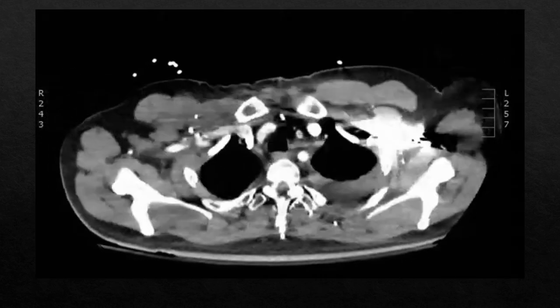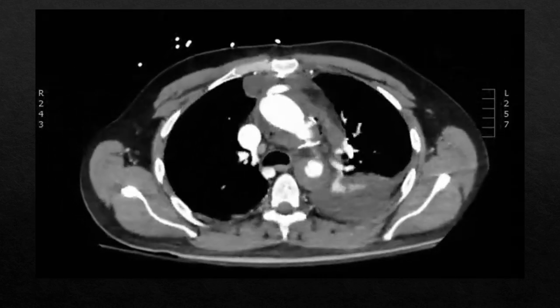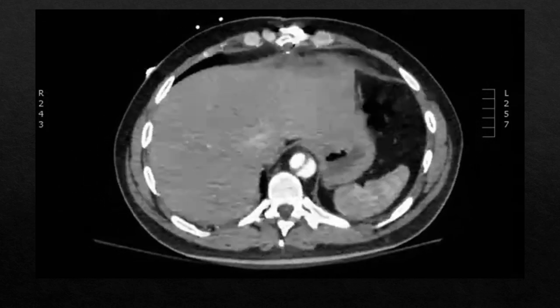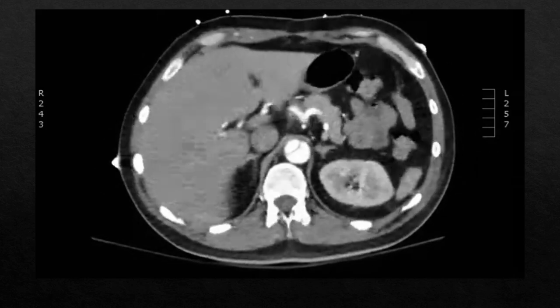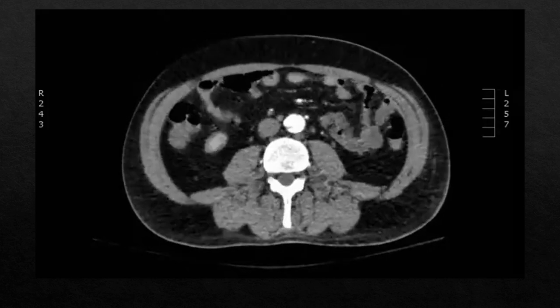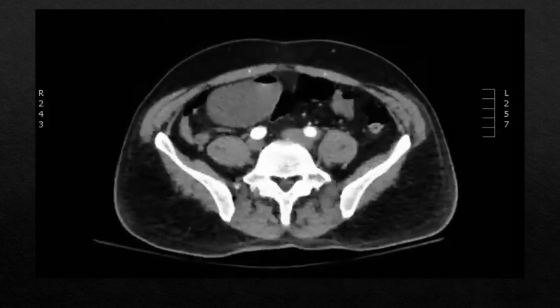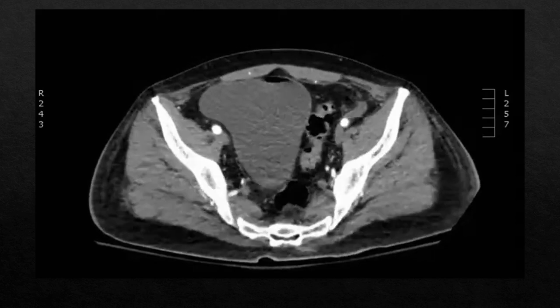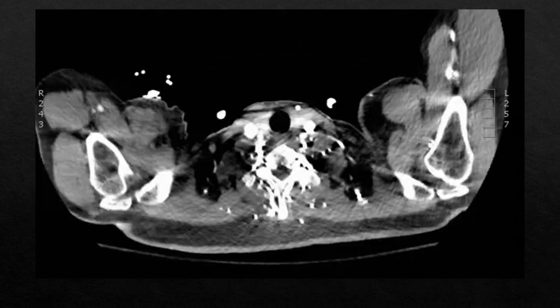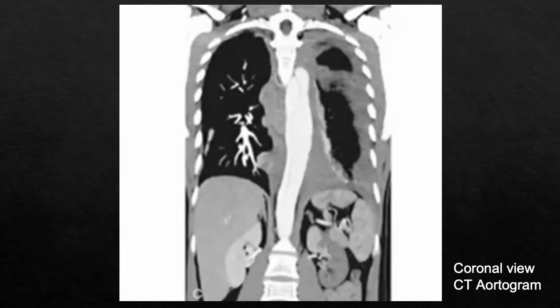So gold standard for diagnosing aortic dissection would be a CT scan. So this is just a CT scan showing the aorta coming through now. There we go. Showing the dissecting flap in the aorta. This is quite a large defect that the patient has. This is a contrasted study showing you nicely where exactly the dissection is with the dissecting flap.